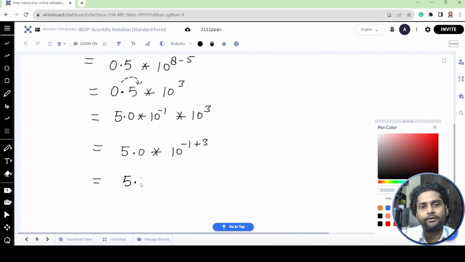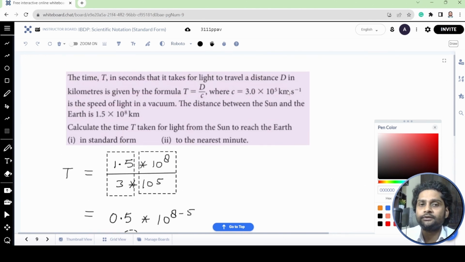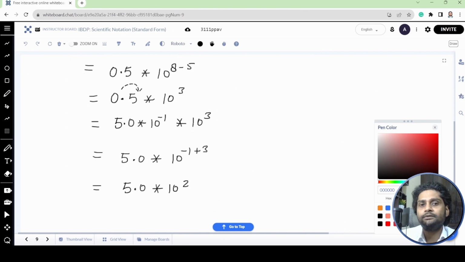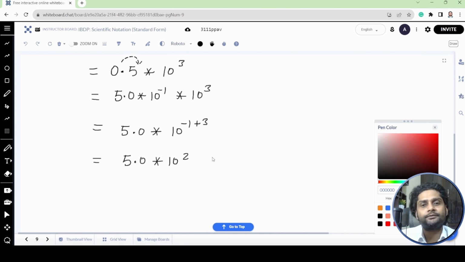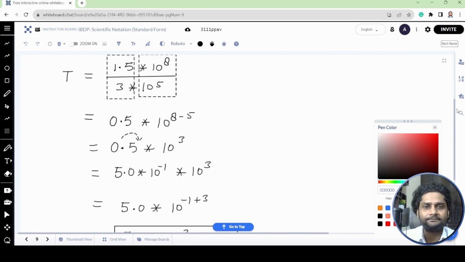We get 5.0 times 10 raised to the power of 2. And again, just because the unit was given in kilometer per second, the time has to be in seconds only. So 5 times 10 raised to the power of 2 seconds. And that's the answer. I hope it's clear.